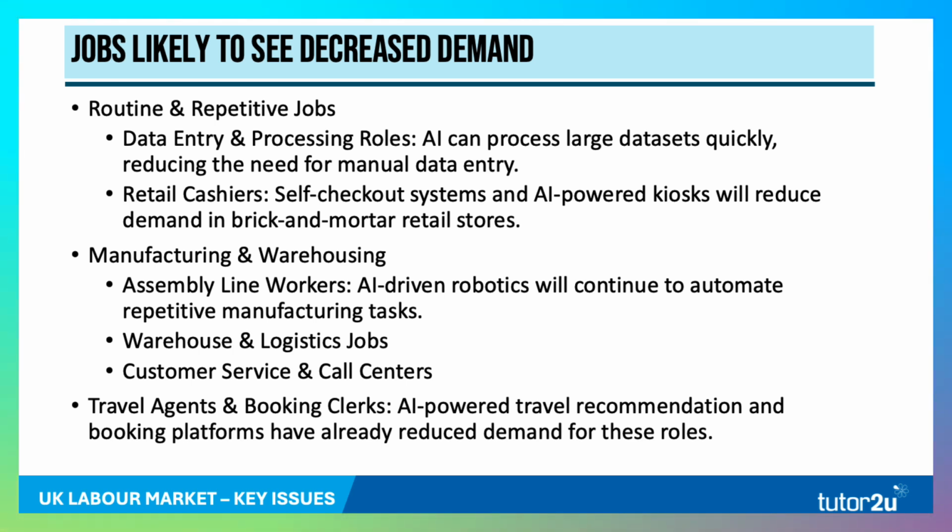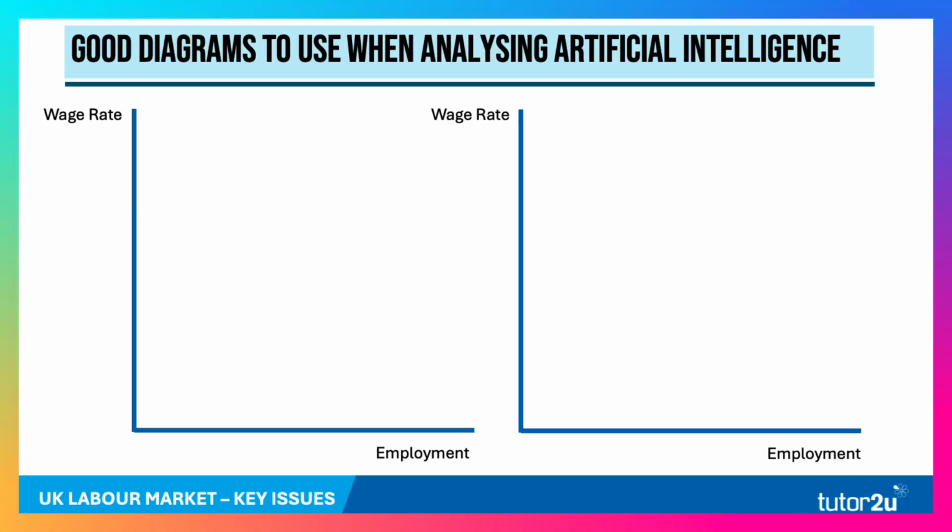roles, will go down. Perhaps the AI-powered kiosk will reduce demand for cashiers in bricks and mortar retail stores. We're seeing AI-driven robotics, the likes of Ocado and Amazon, automating repetitive tasks. So perhaps there'll be a fall in demand for jobs in warehouses and logistics, customer services and call centres, and so on and so forth. So AI is clearly going to change the labour market. It's going to cause changing labour demand in certain jobs.